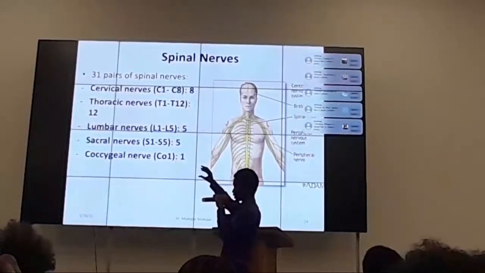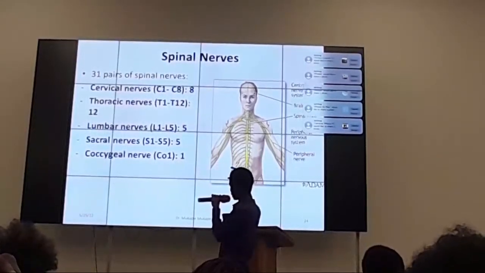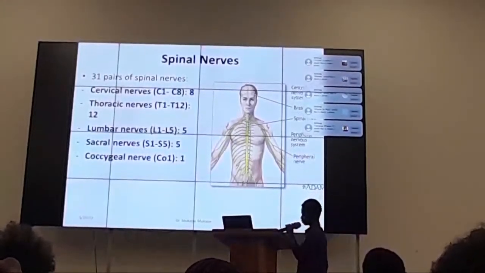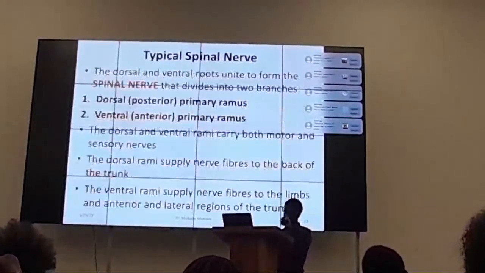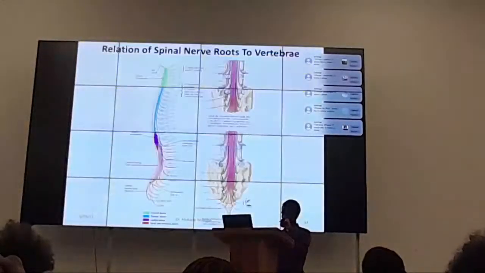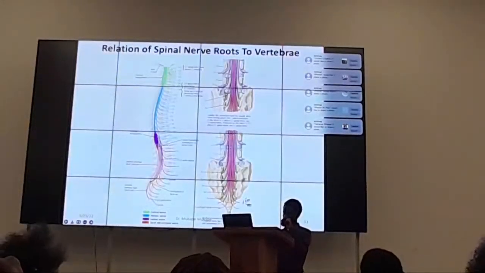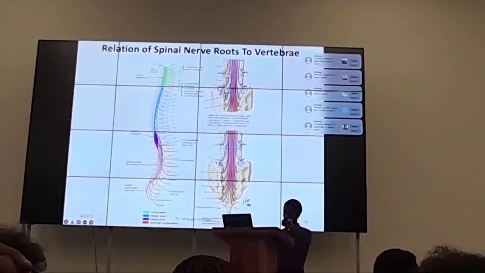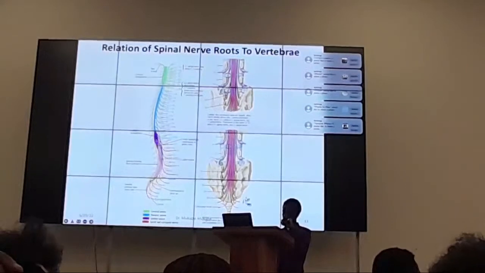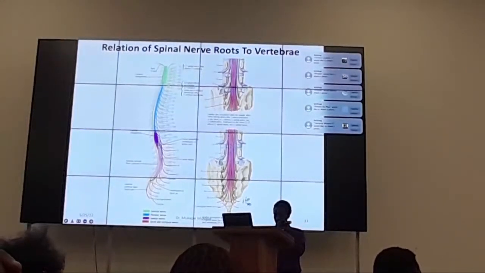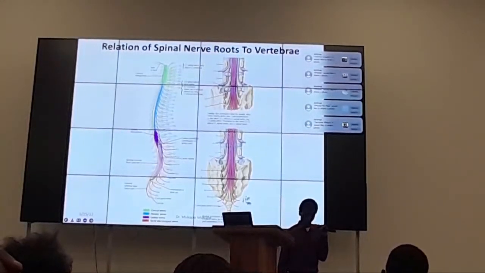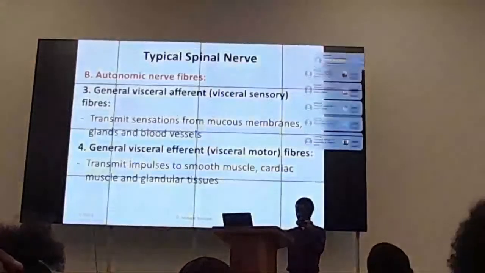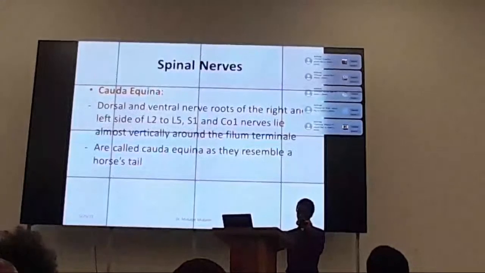So we have got cervical. It means that these are coming from the cervical segment of the spinal cord. Like this picture which highlighted, you can see this green is the cervical part. Then we have the thoracic, the lumbar, the sacral and coccygeal. So for these ones, just know the way they are numbered.